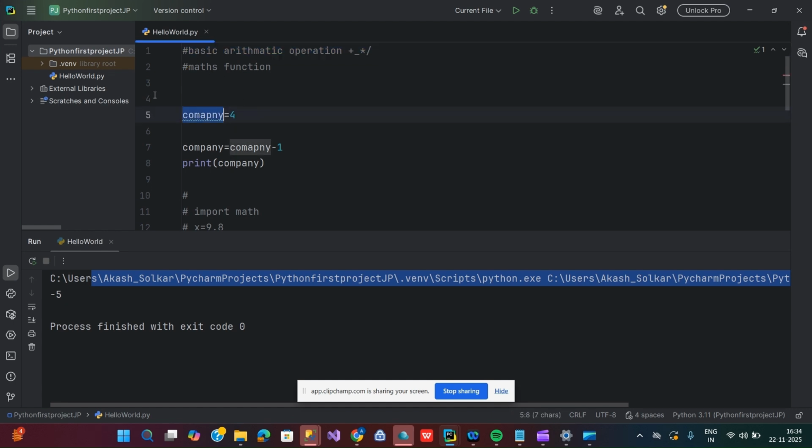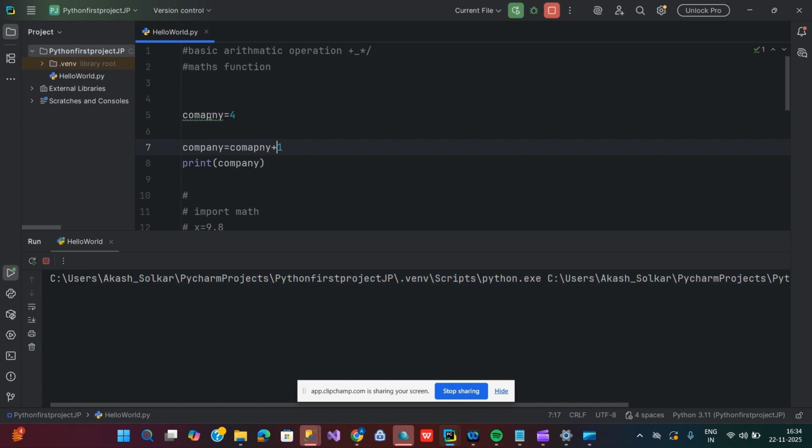Consider we have defined one variable company as 4, and we are adding 1 to that variable and printing the result. So 1 plus company is equal to 5. That 5 is what we are getting. The second arithmetic operation is minus. So let's use the minus operation, like 4 minus 1, the result should be 3. So we are getting the result 3. Also you can try multiplication, division, and remainder.